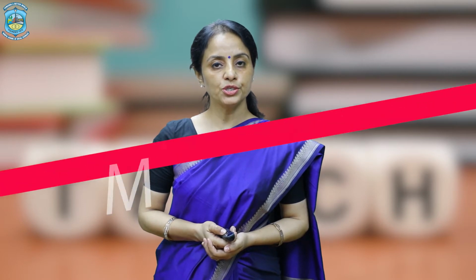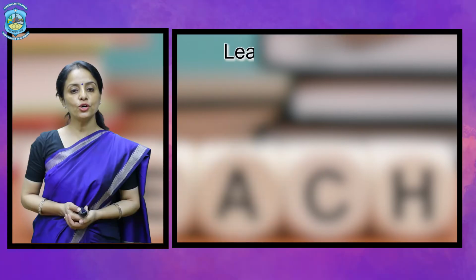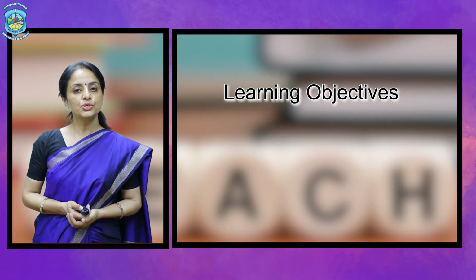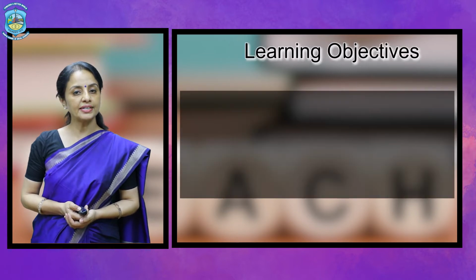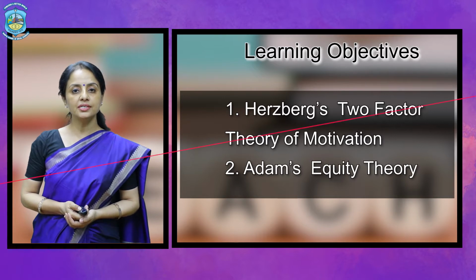Today we'll continue with the very important topic of motivation, Unit 4 of the subject Principles of Management. This is a very essential subject in the curriculum of BBA, BCom, MBA and even BTech programs. Let us take a quick look at the learning objectives of this module. Today, we will be covering two very important motivational theories, Herzberg's two-factor theory of motivation and Adams' equity theory.